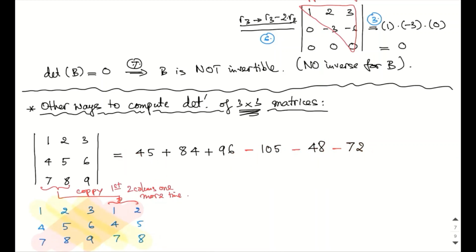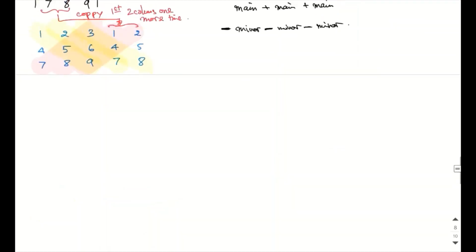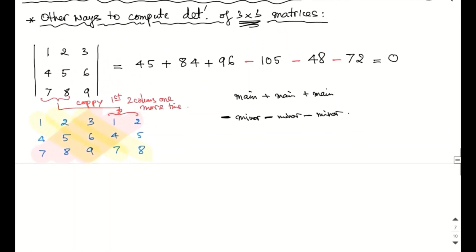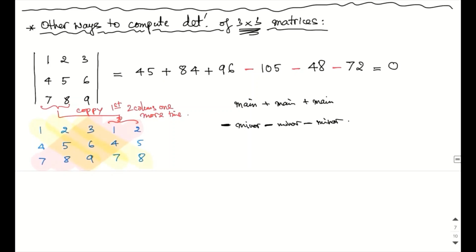Right. So for the first 3 main diagonals, adding. For the later 3 minor diagonals, subtracting. So you are going to get 0. Well, there actually is another method to compute 3 by 3 determinants. That is a little bit quicker because it does not require you to rewrite a bunch of things here. However, it's going to be a little bit messy, right? And you need to have a little bit strong mind to control. Let me show you the other way.